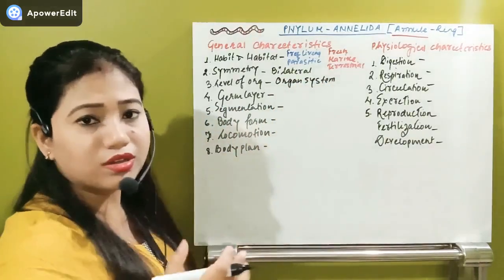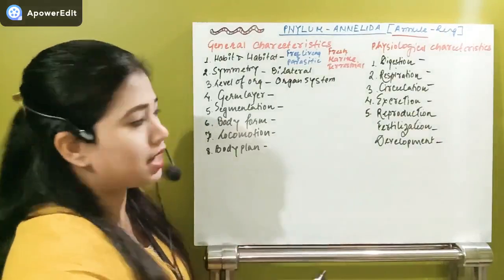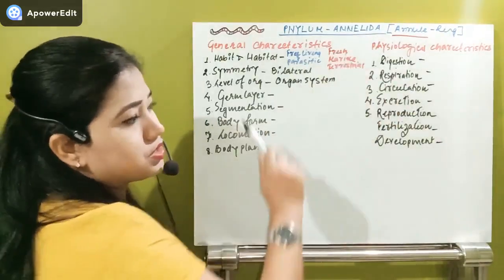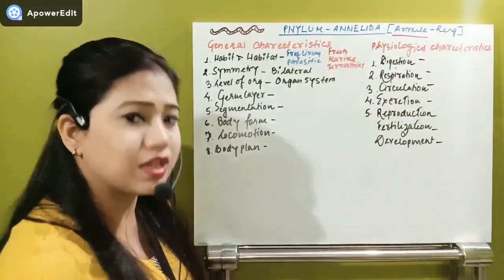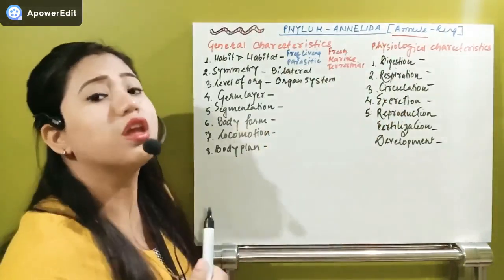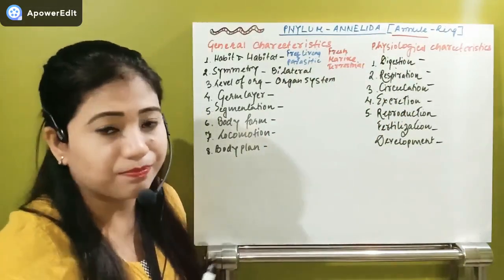That's why for all physiological functions they have systems: for digestion they have the digestive system, for respiration the respiratory system, and for circulation the circulatory system.